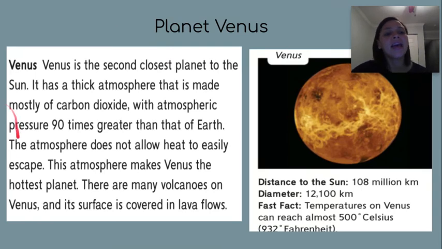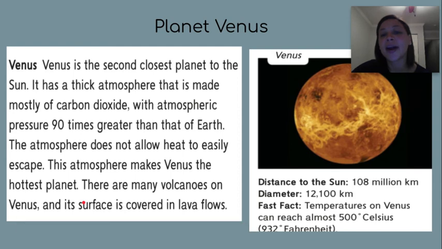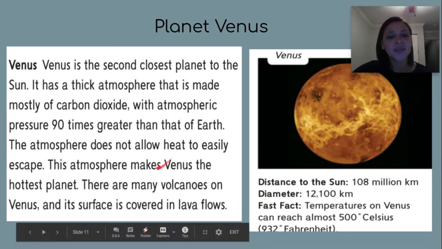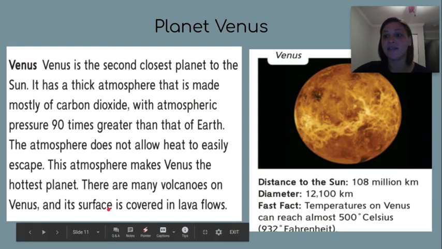Okay. And so please pause and read some more information. Read this paragraph about Venus. Okay. I hope you were able to read that it also has some volcanoes located on it. And so on its surface, there is lava. Okay. So they're active volcanoes.